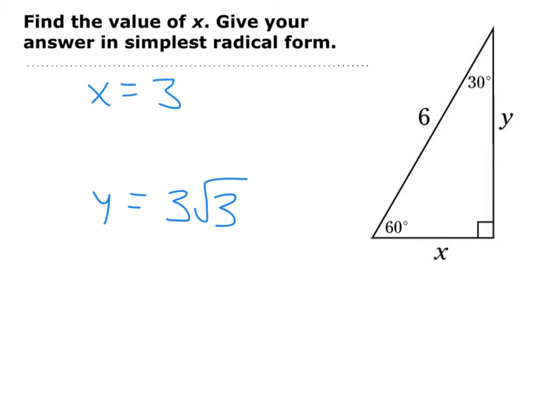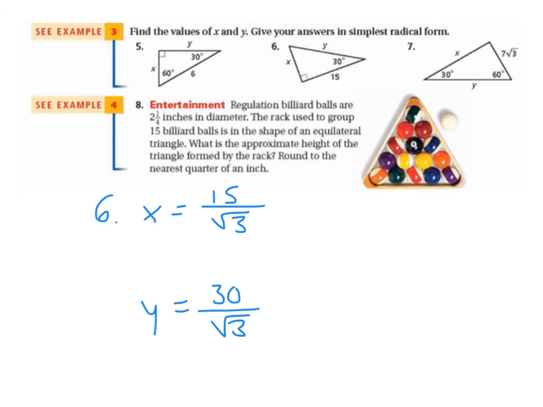On page 17, number 6. So we found x is equal to 15 over square root 3. What do we do to simplify? Multiply square root 3 over square root 3. What do we get on the top? 15 square root 3. And then what do we get on the bottom? 3. So what does this simplify to? 5 square root 3.